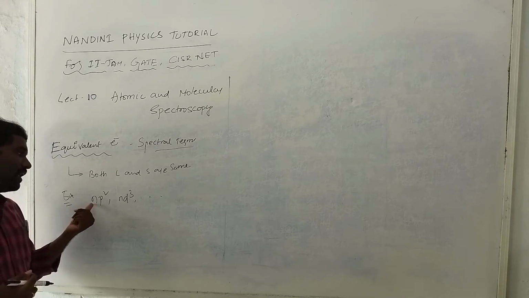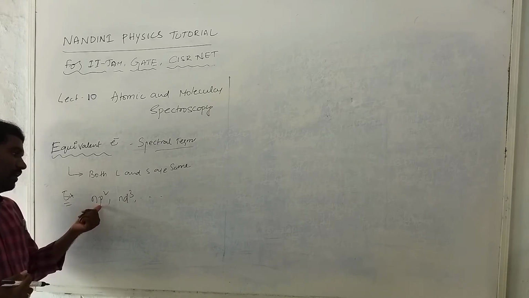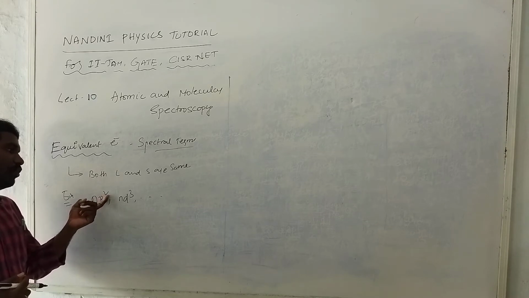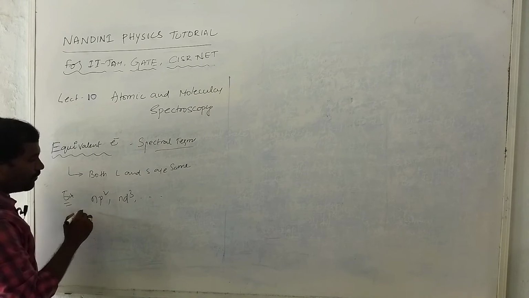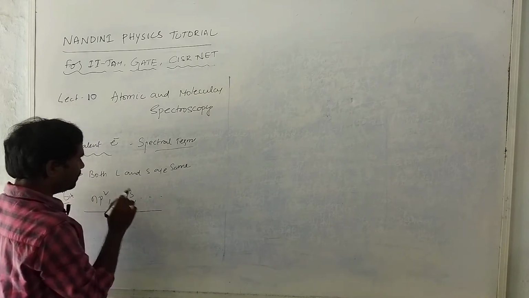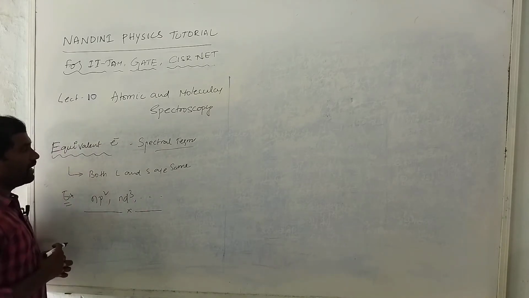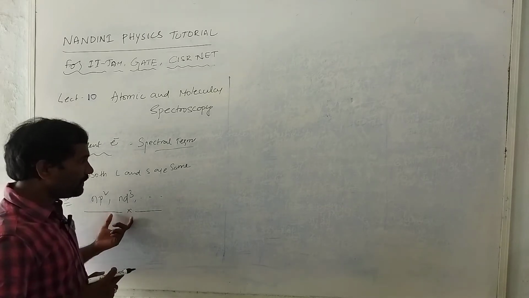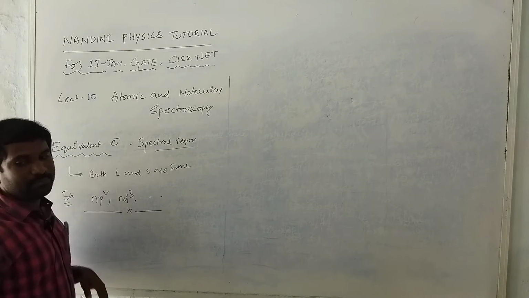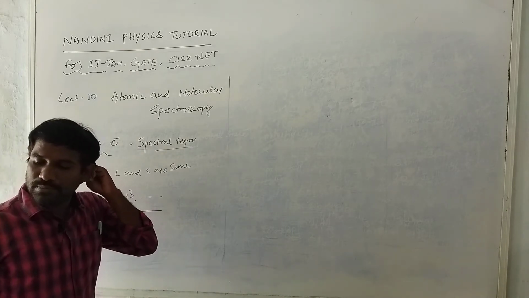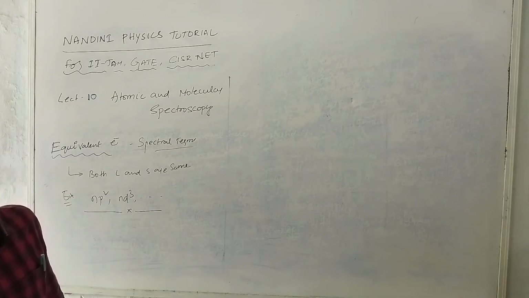So np, where n is the principal quantum number and p is the state, having 2 electrons, and d state having 3 electrons. Those types of electrons are equivalent electrons, and we want to find out the spectral term for them. For that purpose I will do one small example.